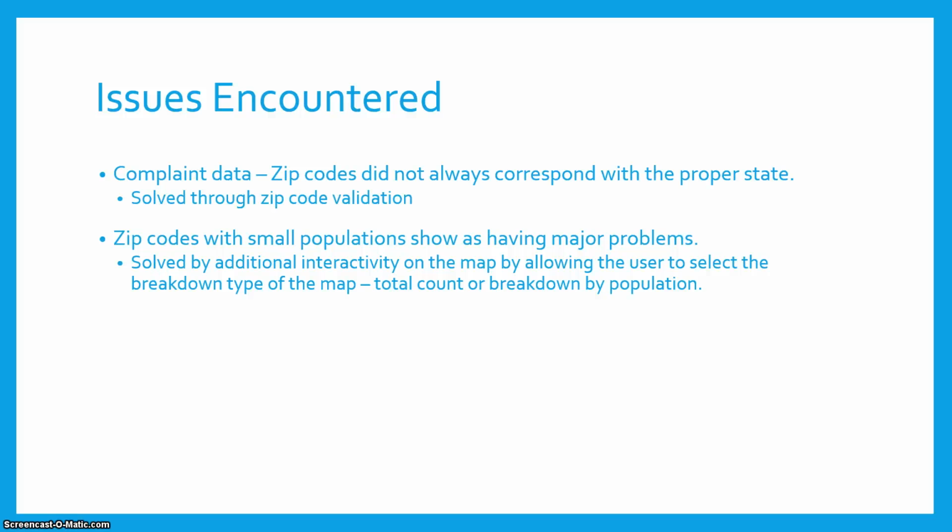Additionally, zip codes with small populations showed as having major problems with regards to credit complaints. We solved this by allowing, in the map, the user to select between looking at total reports and reports per 100,000 residents. This allows low population zip codes that are showing as having many times greater reports to be filtered out by only having 2 or 3 total, which pale in comparison to the rest of the state.